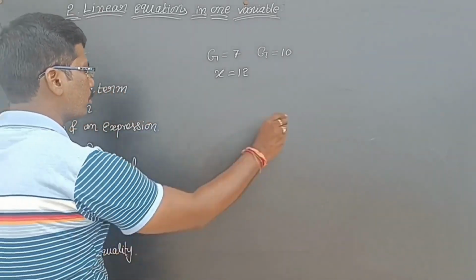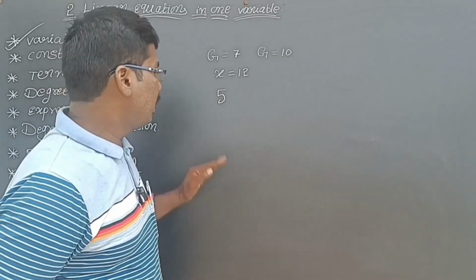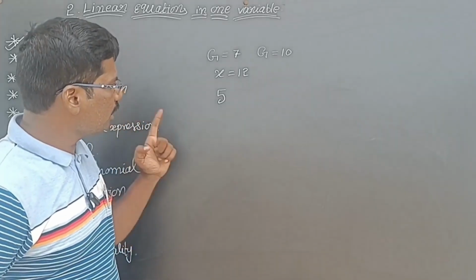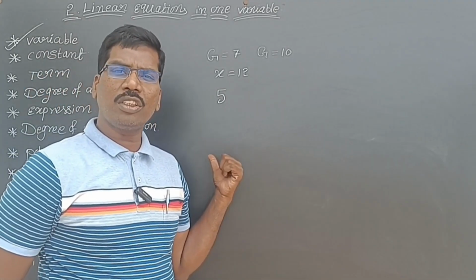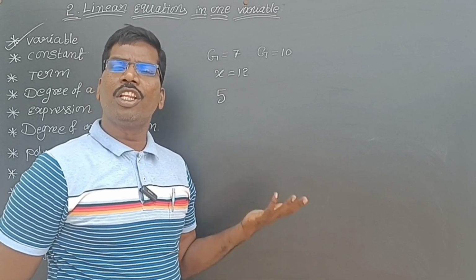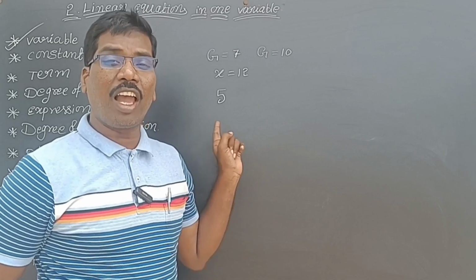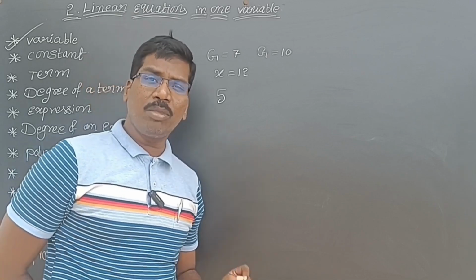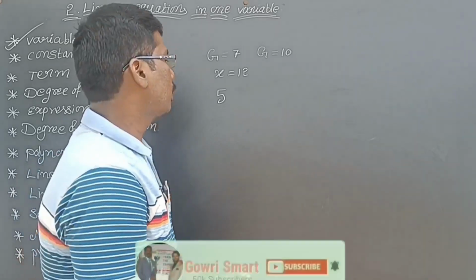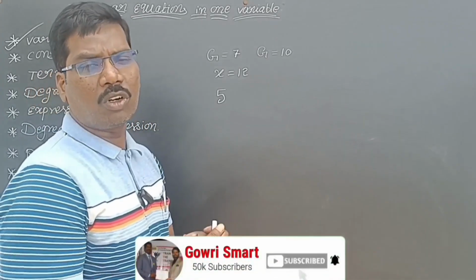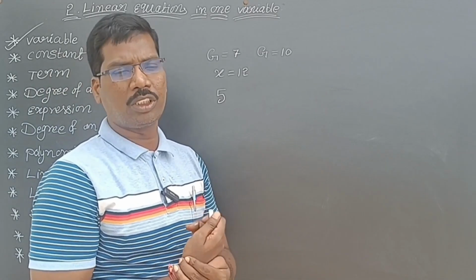Now constant: a symbol which has a fixed value is called a constant. For example, this is 5. This is a symbol. If I see that symbol, I can say 5. If you ask anybody in any country, they will also say 5. The pronunciation is different, but the value is the same. All numbers are constants. If you specify any letter, that will be a constant.